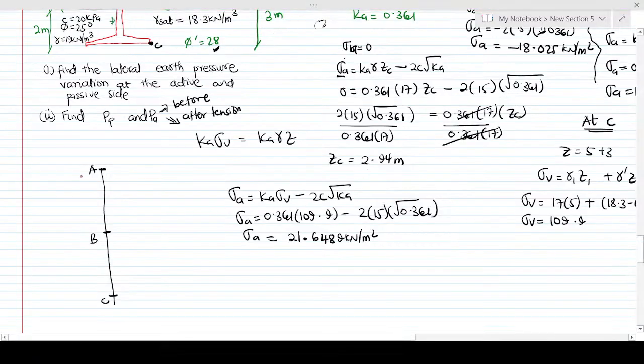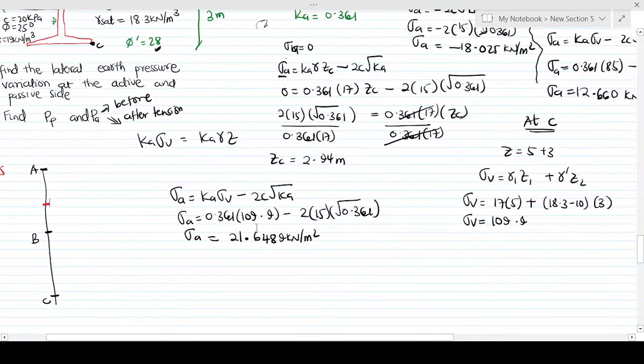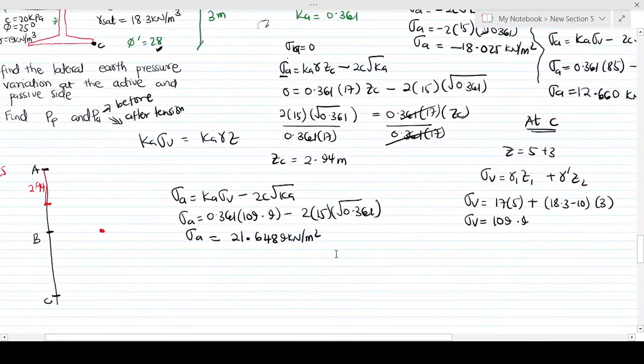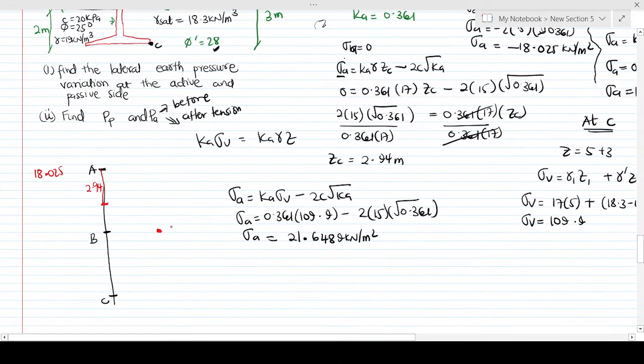At A we have it to be negative, so it's in this direction. So that is 18.025. At B, our depth of tension crack, we had it to be 2.94. So from here to here is my 2.94. That's my depth of tension crack. So at that place, it's zero. Then at B, we had our lateral earth pressure to be 12.66.